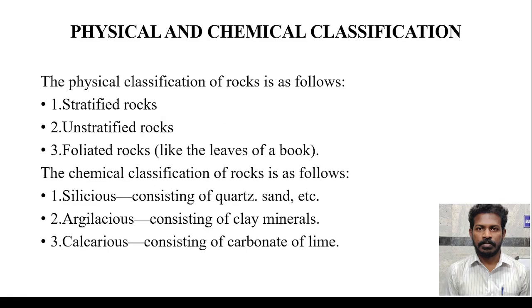Next, physical and chemical classification of rocks. The physical classification of rocks is as follows: stratified rocks, unstratified rocks and foliated rocks. And the chemical classification of rocks is siliceous rocks, argillaceous rocks and calcareous rocks. First one, siliceous rocks, which means they consist of quartz and sand. Next, argillaceous rocks consist of clay minerals. Next, calcareous rocks consist of lime.